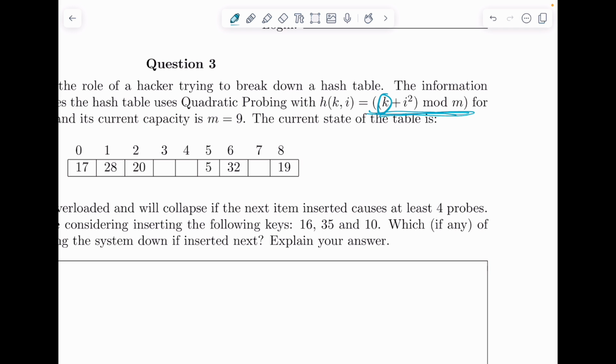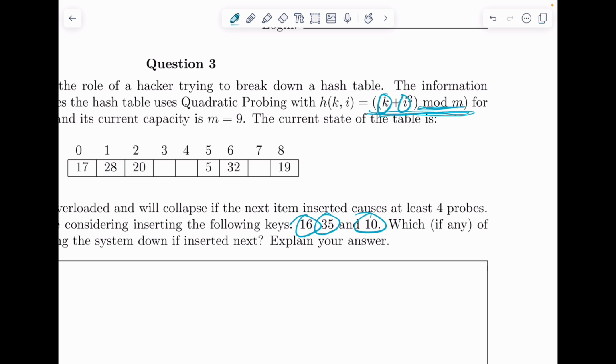First, you're going to have the key that you put in. In this case, they're just integers. K is always going to be whatever you put into it. In this case, 16 and 35 and 10. And I is the probe's index. So the first probe you do, I is going to be 0. Then if it leads to a collision, the next probe, I is going to be 1, and then 2, and so on and so forth.